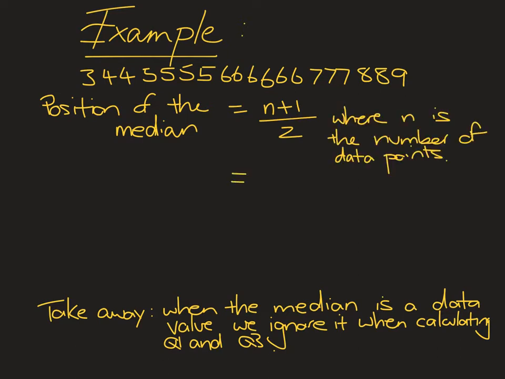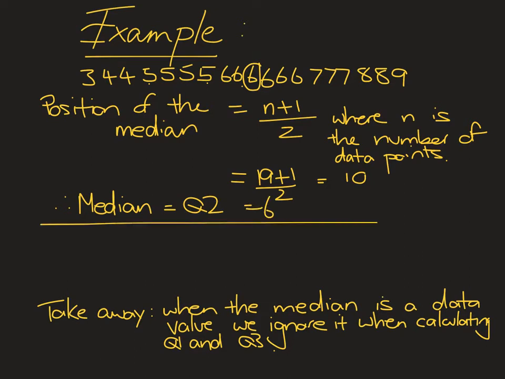So in this case, we have 19 pieces of data, so we're going to do 19 plus 1 divided by 2, which is 20 over 2, which is 10. So therefore the median, which equals Q2, is going to be the one in the 10th position. So 1, 2, 3, 4, 5, 6, 7, 8, 9, 10. It's going to be 6. Okay, the median is going to be 6.